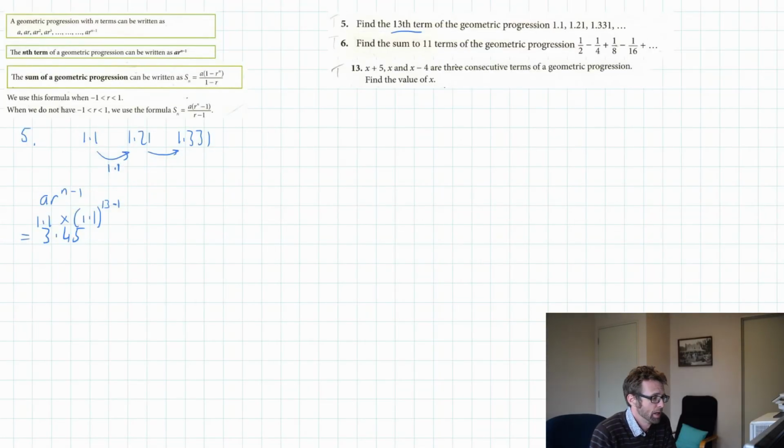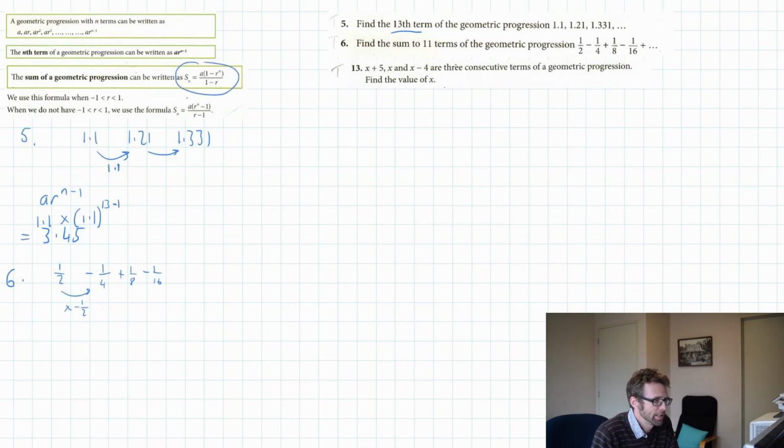Okay. Now let us move on to number 6. For number 6, we have to find the sum of the first 11 terms of this geometric progression. Now let's have a look. What have we got here? 1/2 minus 1/4 plus 1/8 minus 1/16. Now, since we're changing between negatives and positives, the ratio must be a negative number. And it looks to me like we're multiplying by -1/2 each time. Yes, it does.